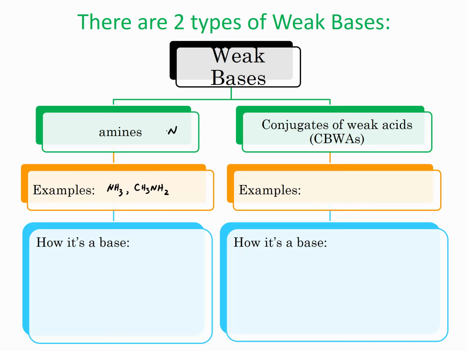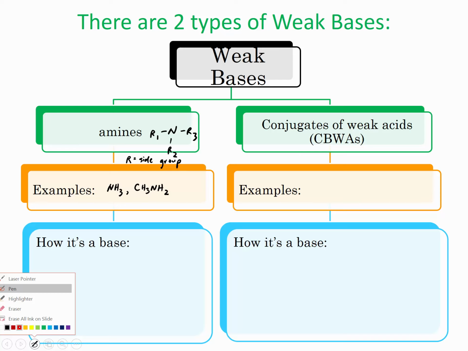But the examples of amines are going to have this general form. They'll have R1, R2, and then R3, where R represents a side group, but that's generally how they're going to look. That's not what's important about the amine. What's important is the nitrogen makes three bonds, one, two, three. But here's what's going to make it a base: it's going to have a lone pair right here.